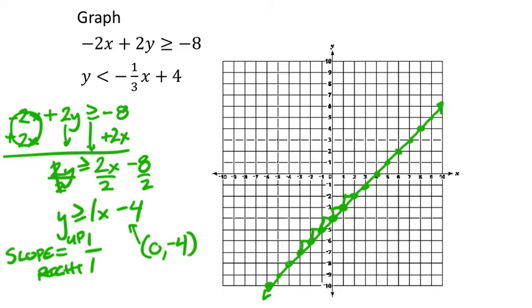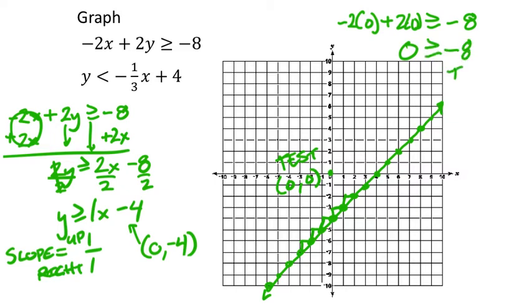So now that I have that, I'm going to test the point 0, 0, because again, the line is not on the origin at 0, 0. So I'm going to test 0, 0 in the original inequality, which is negative 2x plus 2y should be greater than or equal to negative 8. So I take my x's and my y's, I replace them both with zeros, which is an easy calculation because now it's just zeros greater than or equal to negative 8. That right there is true.